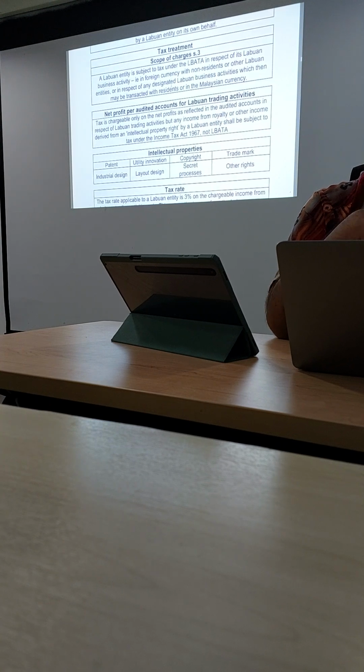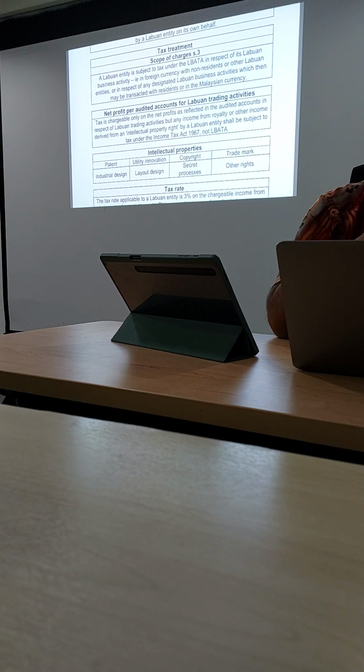Okay, down. The key words here: net profit per accounts for Labuan trading activity. This is the big one, alright? Instead of doing all the calculation, you just find the net profit and calculate it. So tax is chargeable only on net profit as reflected in audited accounts.